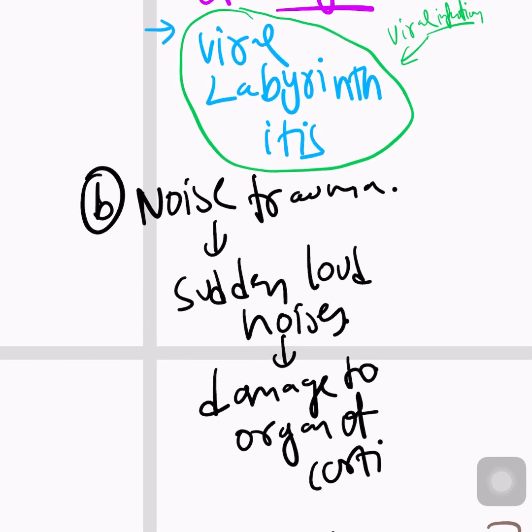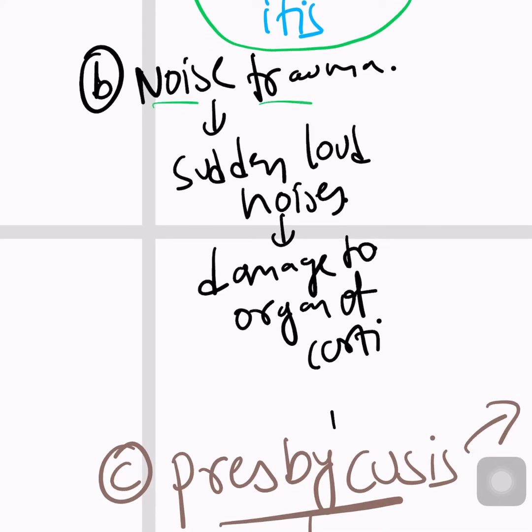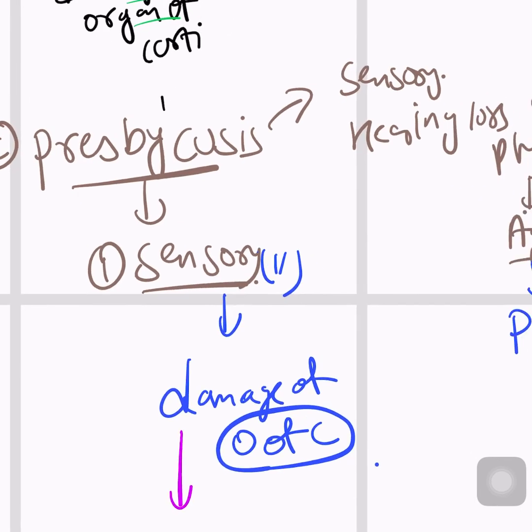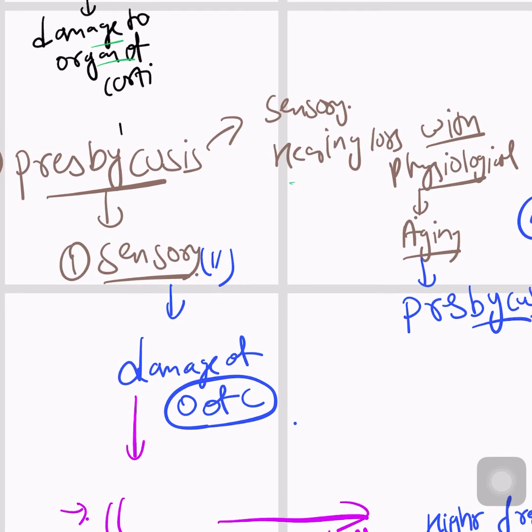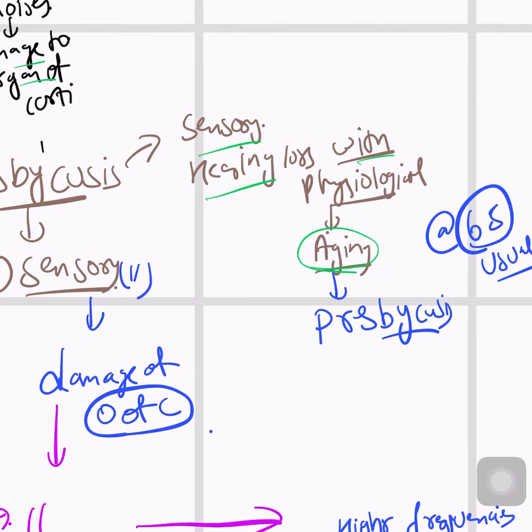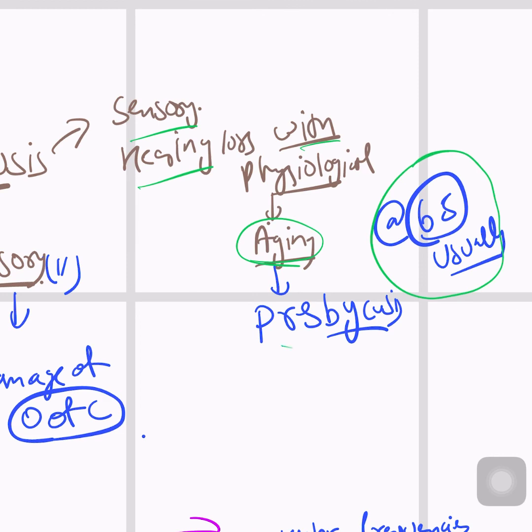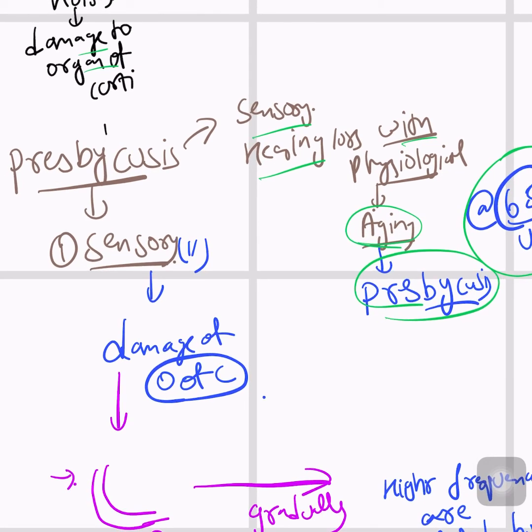Second is sudden noise or trauma. A huge noise, or high pitched noise with high amplitude, will cause trauma, which will damage the organ of Corti and not let adaptation happen. The third important thing is presbycusis. What is presbycusis? It's sensory hearing loss with physiological aging. Presbycusis is usually seen at the age of 65. Here there is sensorineural loss, which will ultimately lead to damage of the organ of Corti.